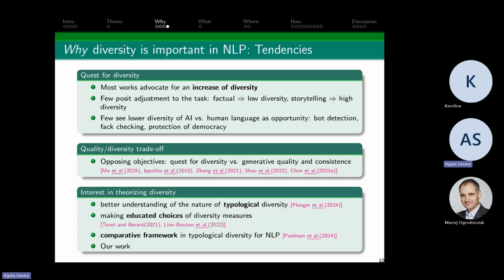And then in very few papers, people actually try to ask the question, so what is diversity, right? So this theorizing aspect is present, but in very few papers. Some people try to explain what typological diversity is, because many papers say, oh, we are good because we address typologically diverse languages, and no one says what it means, right? So there are attempts to answer this question. Then some attempts to make educated choices of diversity measures. And then some comparative frameworks also popped up, but very few. And our work is precisely in this group.